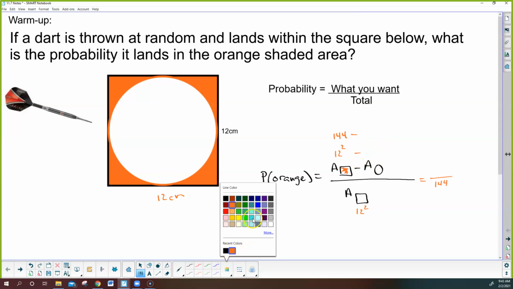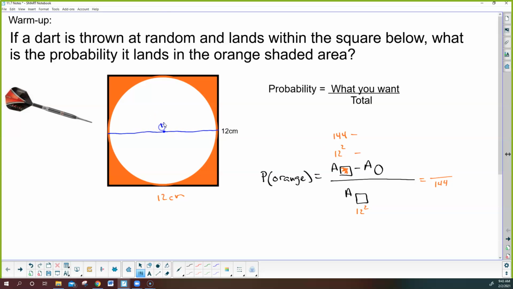So now I just have to deal with the circle piece here. If the entire length across is 12, that's the diameter, which means the radius would be 6. So pi times radius squared, I might call that 36 pi, right? 6 squared is 36. So if I do 144 minus 36 pi, that will give me the area of the orange piece right up top.